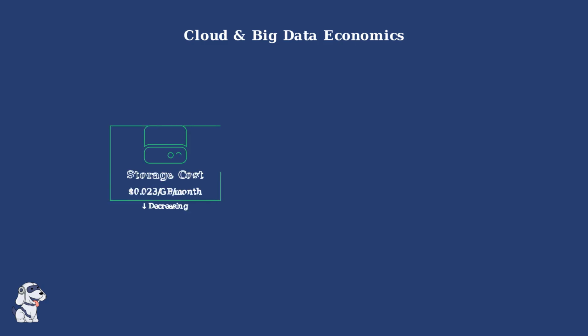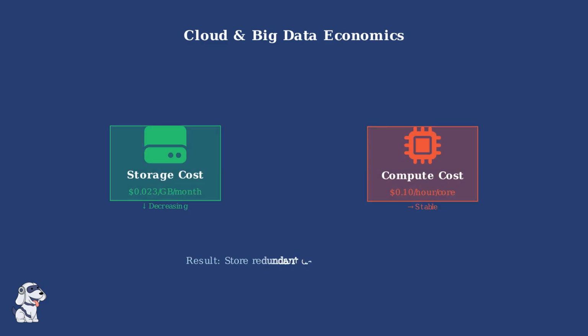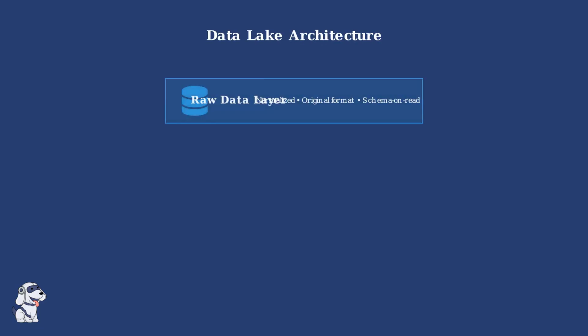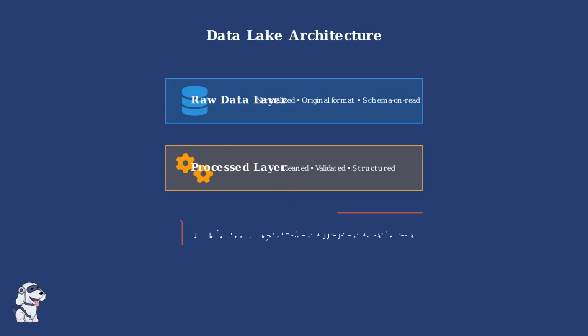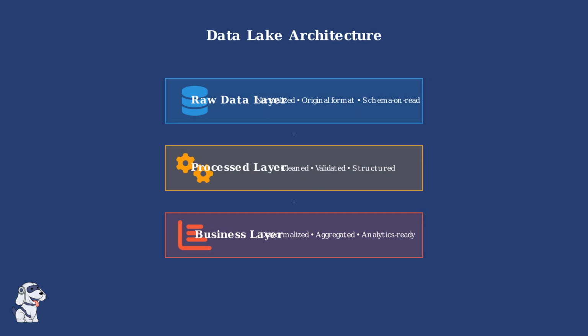Cloud and big data environments fundamentally favor denormalization due to dramatically cheaper storage costs and the distributed nature of modern systems. Storage costs have plummeted while compute costs remain significant, making it economical to store redundant data. Data lake architectures implement a sophisticated layered approach that balances normalization and denormalization strategically. Raw data is typically normalized for storage efficiency, while business logic layers are denormalized for analytical performance.